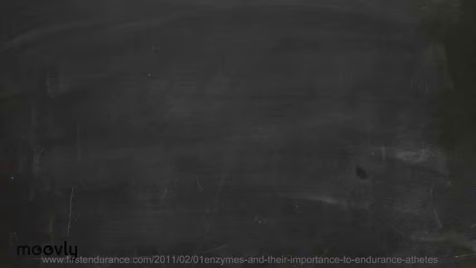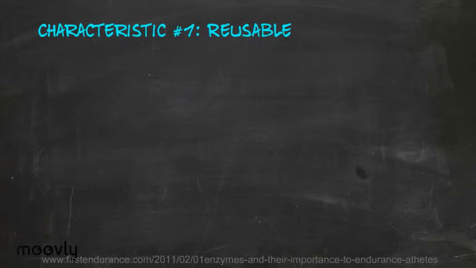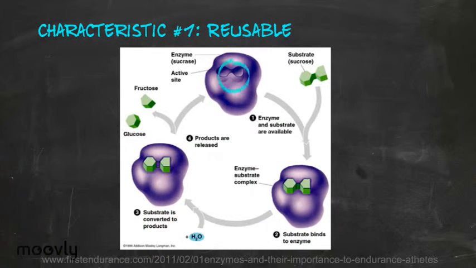The first characteristic of an enzyme is that it is reusable. Enzymes have an active site where substrates, also called reactant molecules, bind in order for a chemical reaction to take place. When a substrate binds to the active site, it is broken down and is turned into new products. Once the products leave the enzyme, it is free to be used again.